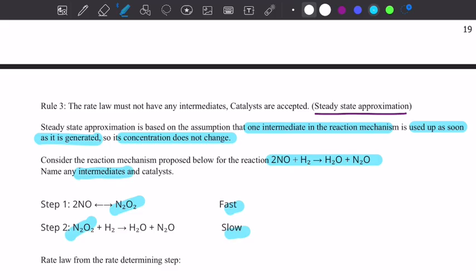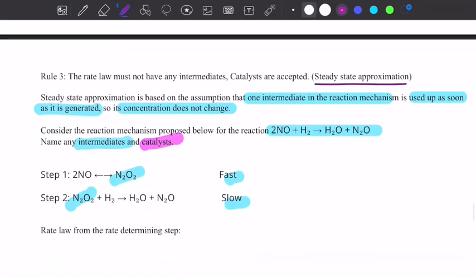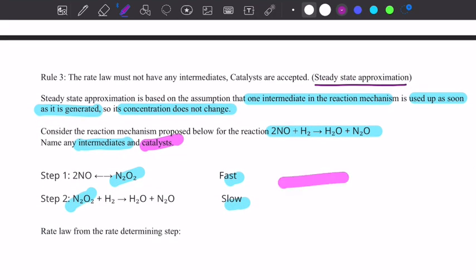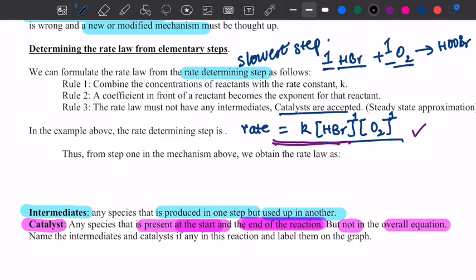Are there any catalysts? The definition of a catalyst is something that is present at the start and the end of the reaction. Is there something like that? No. So there is no catalyst. Let's figure out the rate law from the rate determining step. The rate determining step is the slowest step. So let me figure out the rate law.